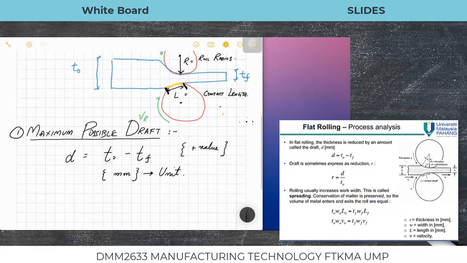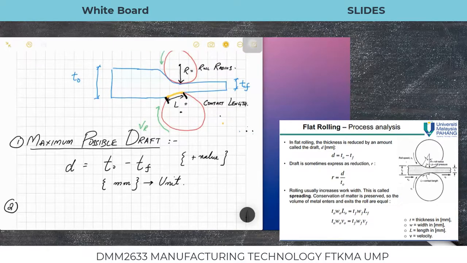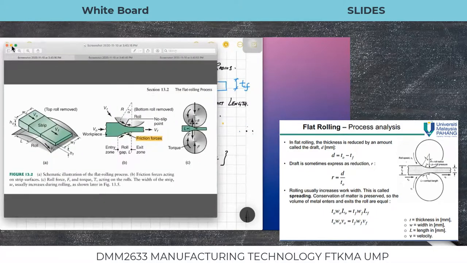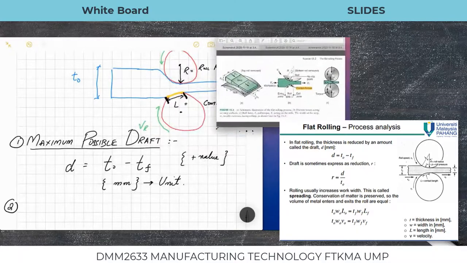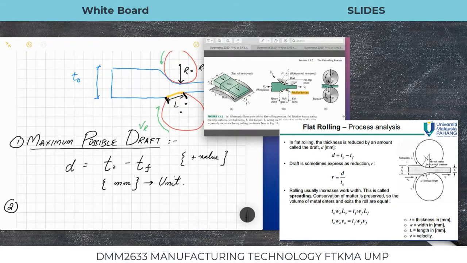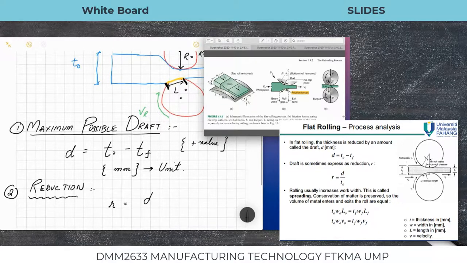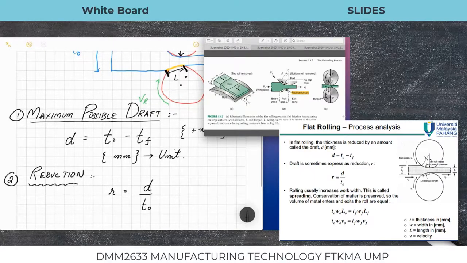Now there is a second thing. I will put the figure so that you can see it as well. I will make the figure smaller and put it here. Draft is sometimes expressed as reduction. Reduction is expressed by R, and it is the ratio of draft D to initial thickness. It is just a ratio, so there is no unit. Sometimes I can say that my reduction ratio is 10%, 20%. So we can refer to this reduction ratio as draft divided by initial thickness.